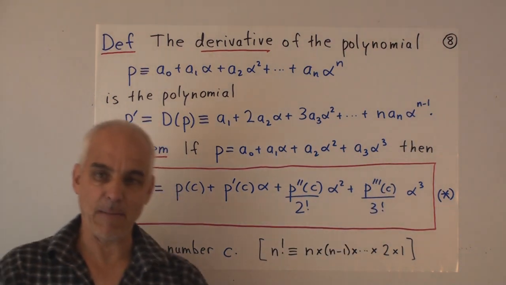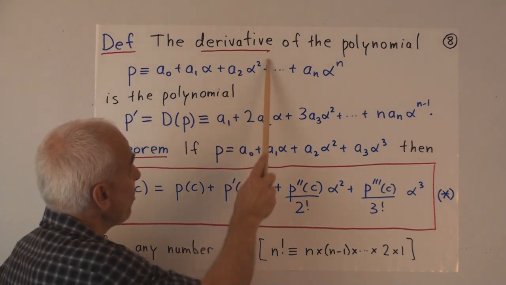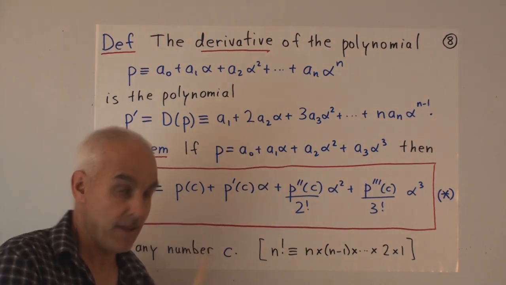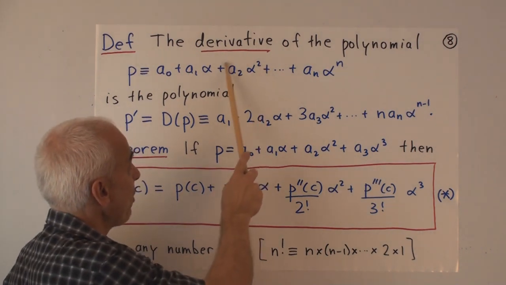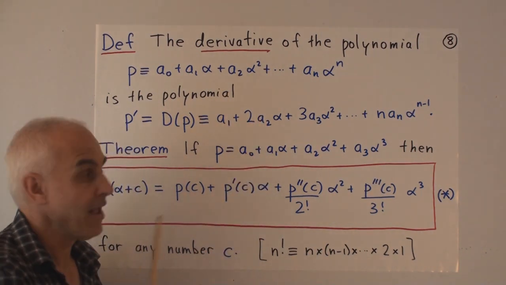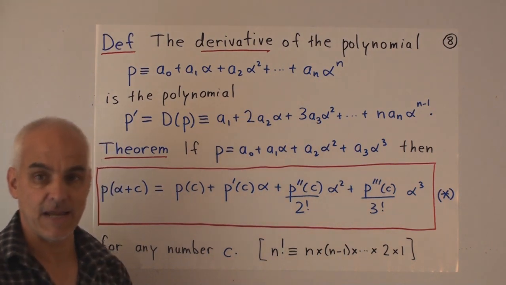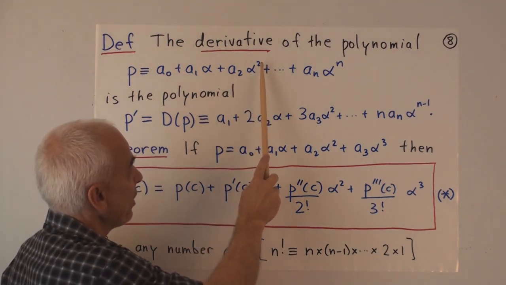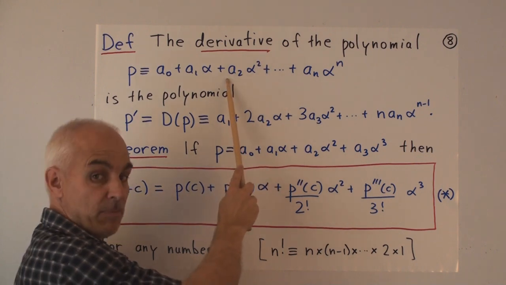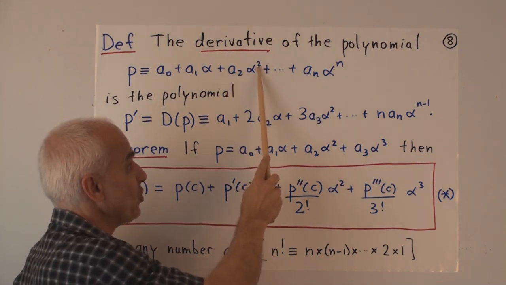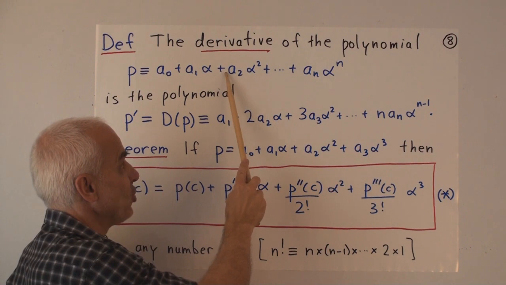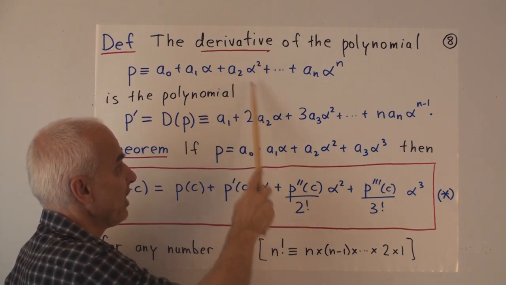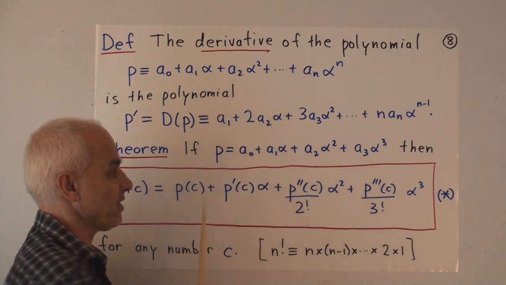And the easy way to remember this is that each one of these terms, you look at it and you take the power of alpha and you multiply that power out front and you lower the power at the same time. So A2 alpha squared, the 2 would come out front and multiply, and simultaneously the 2 is replaced with a 1. So we would get 2A2 alpha to the 1. That's the term that corresponds to this one. In other words, that's just the derivative of this part of it.